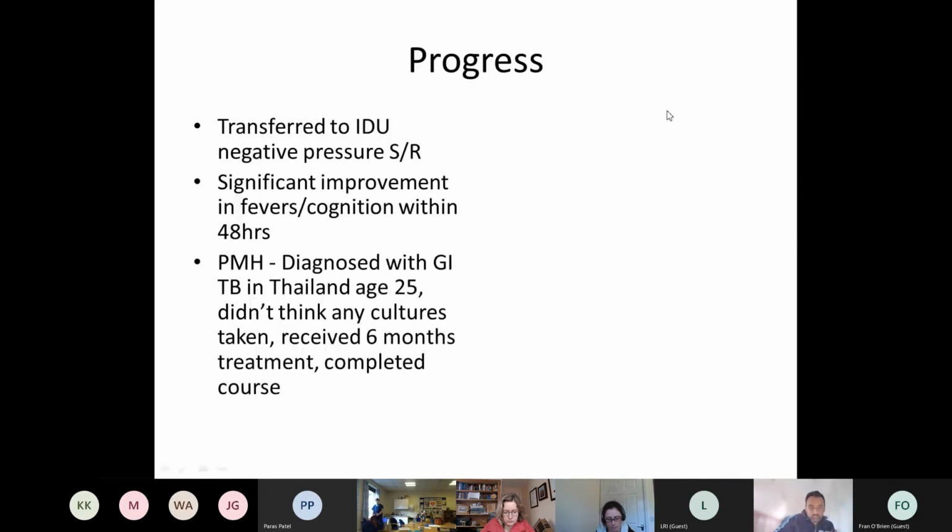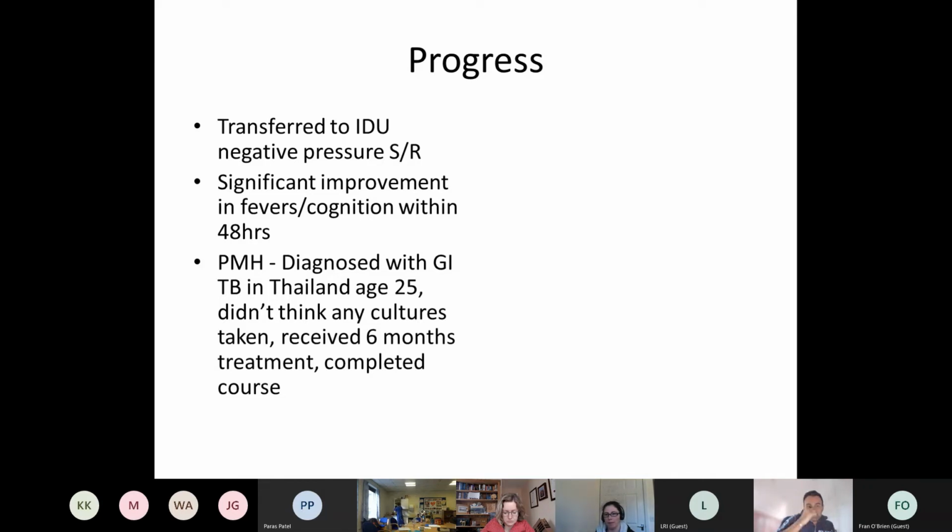So we transferred her to IDU in a negative pressure side room, and on that regime she had significant improvement in both fevers and cognition over the next couple of days. And when she was able to give more of a history, she told us that she was actually diagnosed with gastrointestinal TB in Thailand when she was 25 years old. She didn't have much information about that. She doesn't think that they took any cultures or managed to properly prove that it was TB, and she believed she received 6 months of treatment and completed the course.